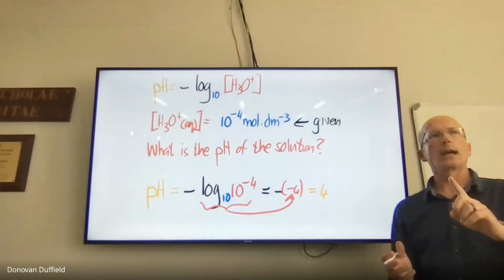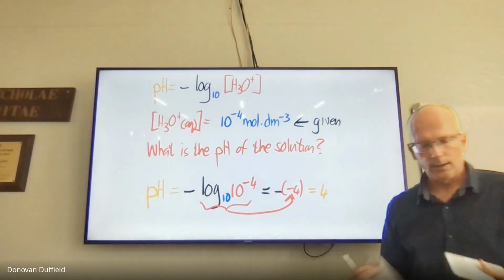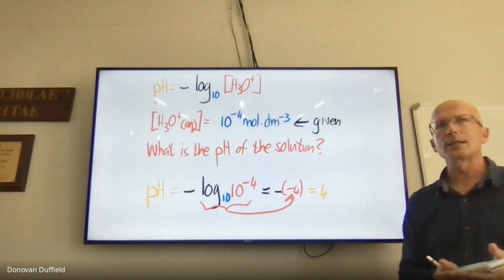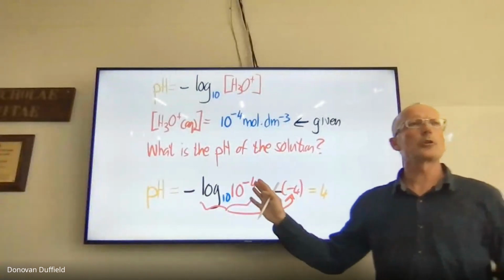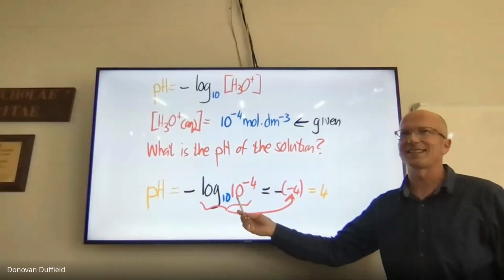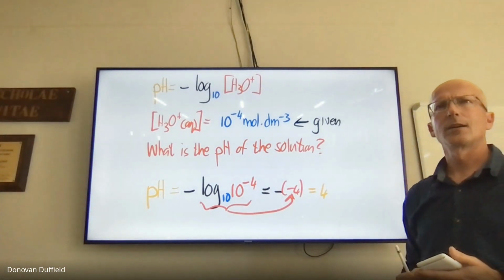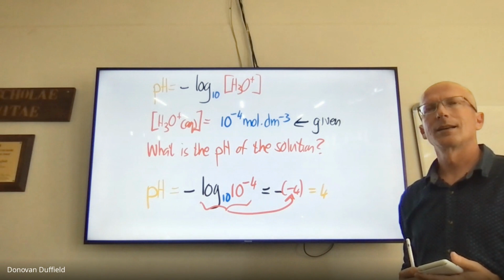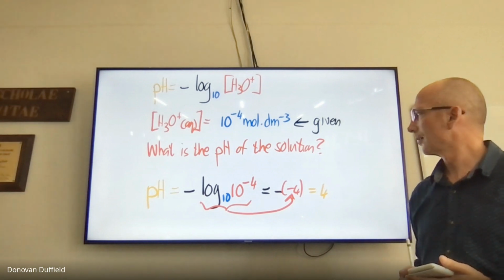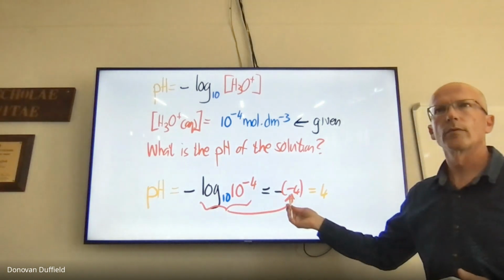Now let's do that with your calculator, all right? So it's not as difficult as it may seem. Now you might say, but why are we doing this? You're not always going to get your concentrations as nice as 10 to the negative 4. The log of 10 to the minus 4 is negative 4.